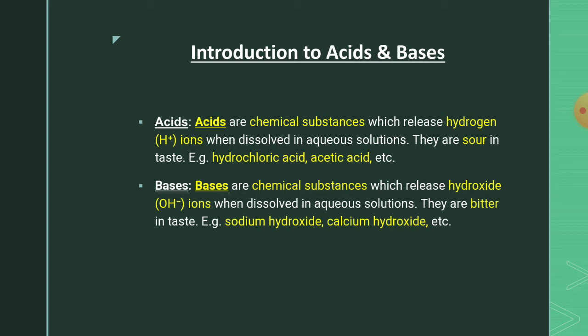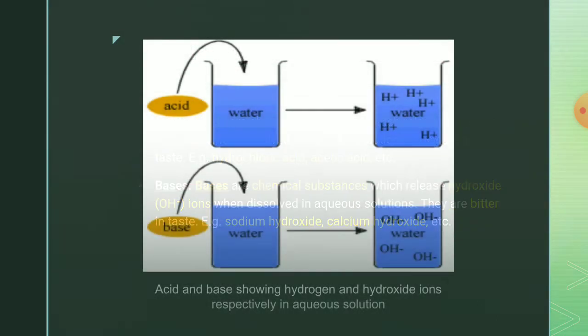Then we come to the definition of bases. Bases are chemical substances which release hydroxide ions when dissolved in aqueous solutions. They are bitter in taste. The examples of bases are sodium hydroxide, calcium hydroxide, etc. Besides these examples, there are so many bases. Later, we'll discuss different examples of acids and bases.